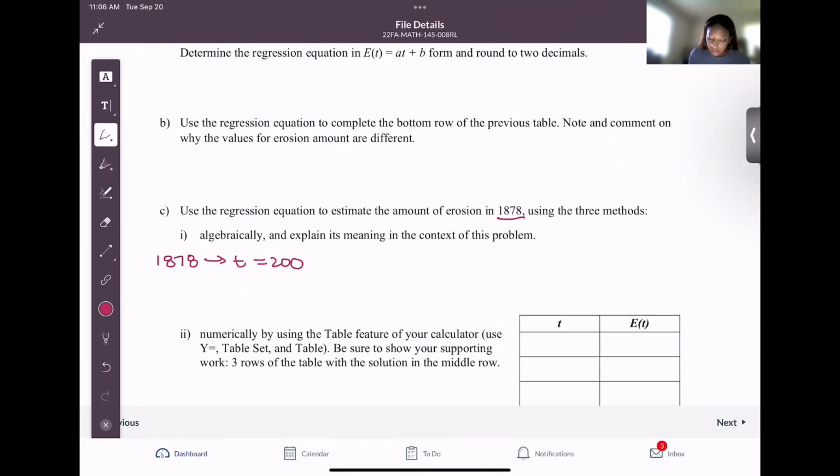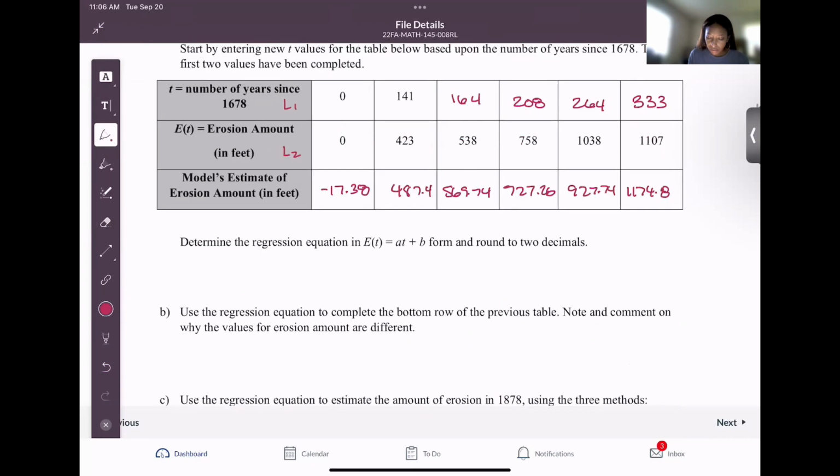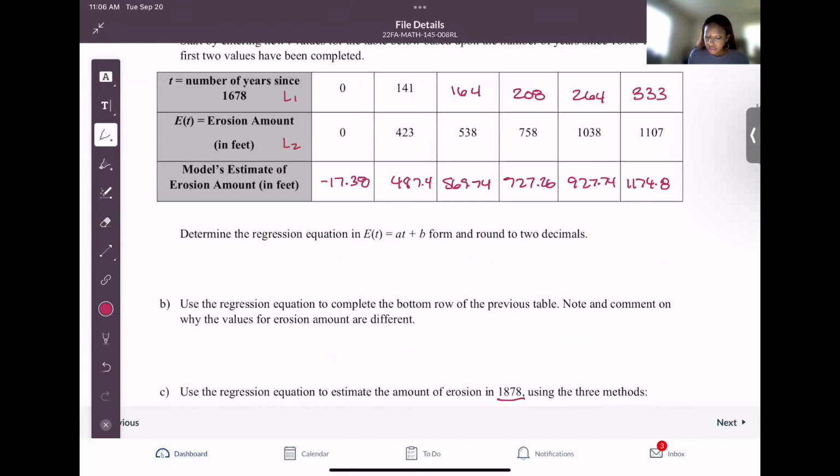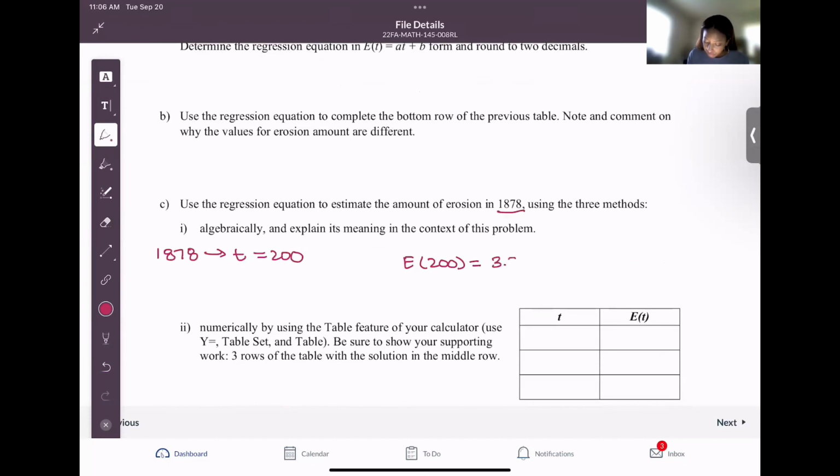Then from here, we're going to plug 200 into our regression equation. So E of 200 would be, let me scroll up, 3.58 times 200 minus 17.38. Then we just simplify this with our graphing calculators. That gives us 698.62 feet of erosion. We always want to explain what our numbers mean and also use units where we can.